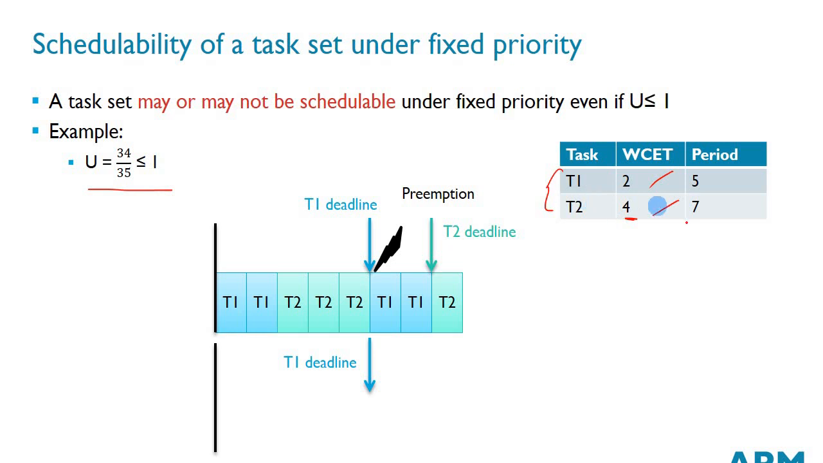Okay, because T2's deadline is 7. By the time I complete this, it's already 7. So this is the 7th unit of time, but I haven't completed my T2. So in this situation, T1 is higher priority and T2 misses the deadline.